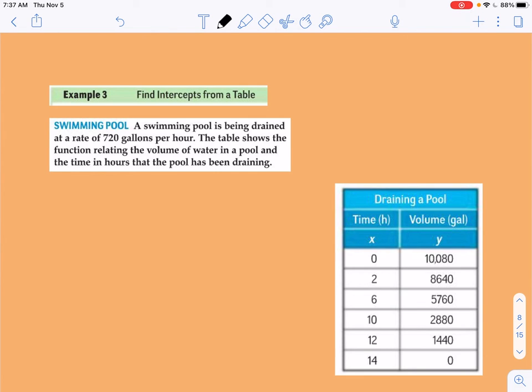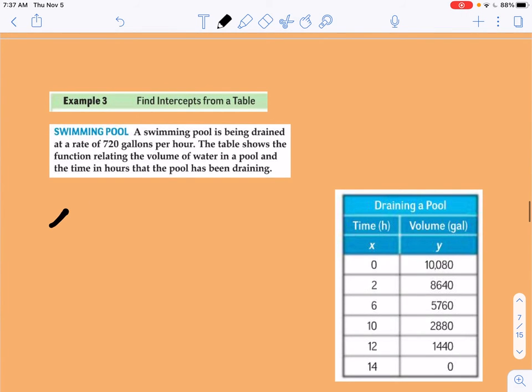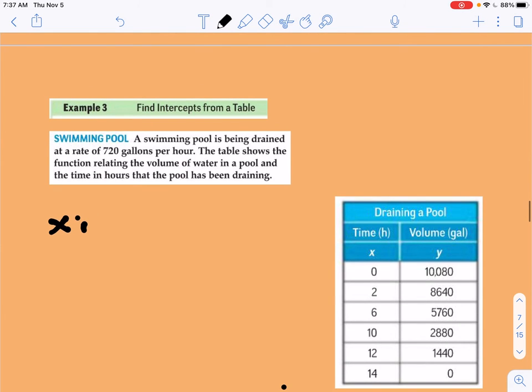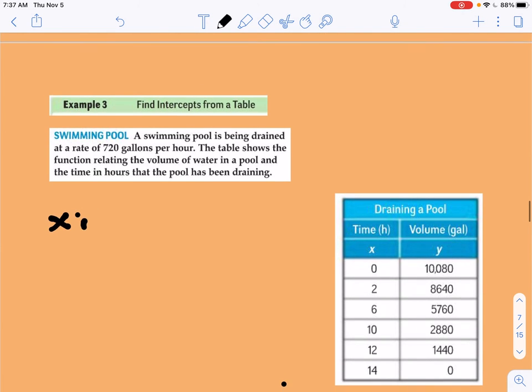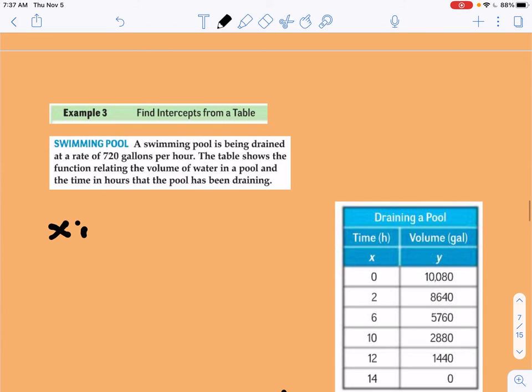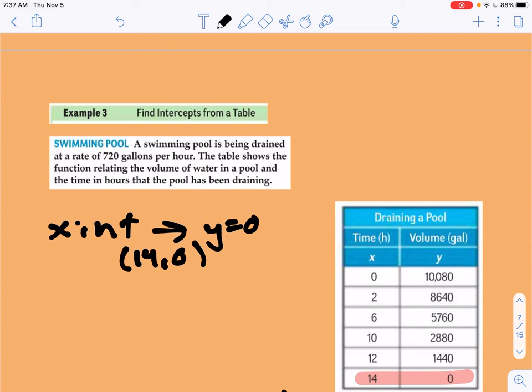So this, I'm not going to spend a lot of time on. This is a table. When you look at a table, for your x-intercept, you're going to look for the term where y is equal to 0. And y equals 0 down here. So for my x-intercept, I would have the point 14, 0. And that's where it crosses.